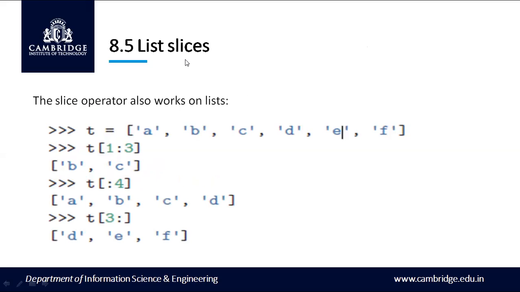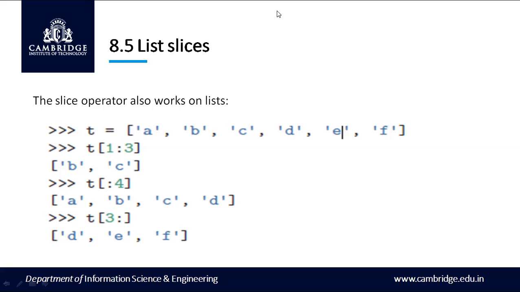So next topic is list slices. You know the slicing concept we had studied earlier in strings. In the same way, we can use the slice concept for lists also. What does this slice concept do? If you want to retrieve a part of a list, then you can use this slicing concept. We have a big list, and you want to retrieve only a part of that list, so we can use this slice concept. The slice operator also works on lists.